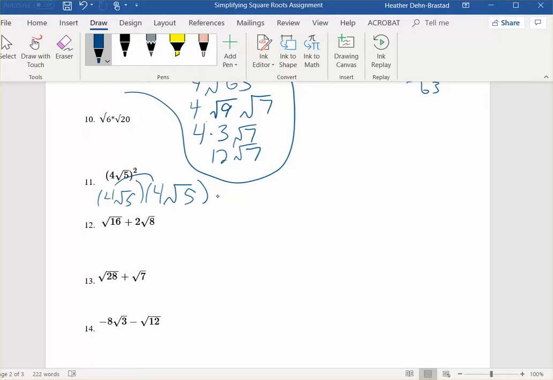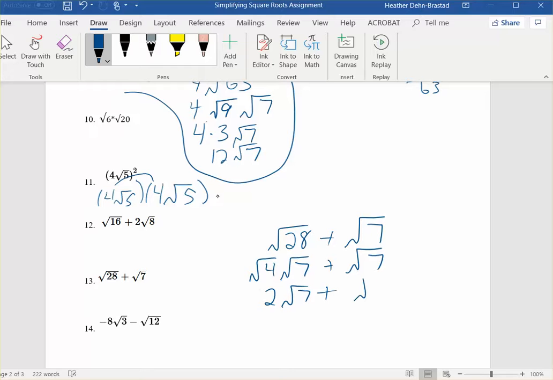If it's a plus sign, then you simplify, but you don't combine unless they're the exact same square root. For example, let's look at 13. 13, the square root of 28, I could rewrite, do this over here. 28 is 4 times 7. So I can rewrite this as the square root of 4 times the square root of 7. And the square root of 4 we know is 2. So this is like terms. I have 2 square root of 7 plus 1 square root of 7. So this will be equal to 3 square root of 7.